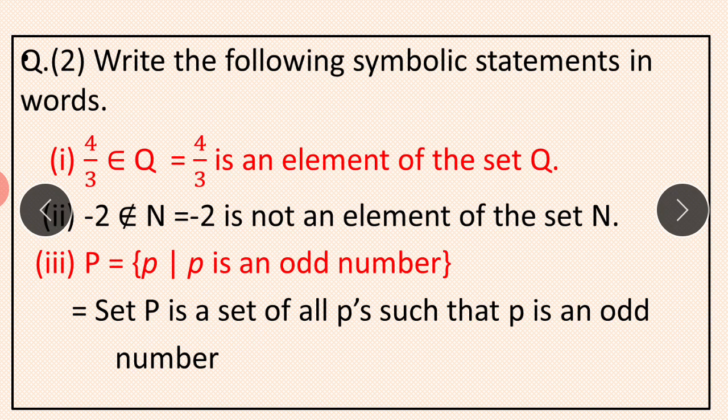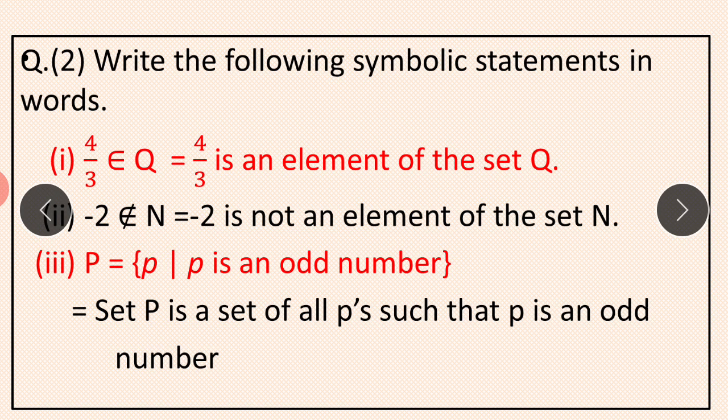See question number 2. Write the following symbolic statements in words. Some examples are given in symbolic form, and you write them down as statements in words. First one, 4/3 belongs to Q. What is the meaning of this one? 4/3 is an element of set Q. Okay. Second one, -2 does not belong to N.